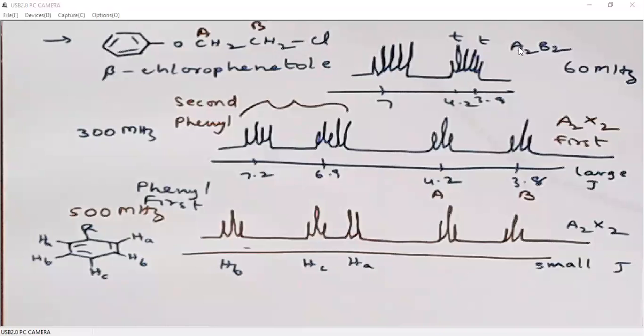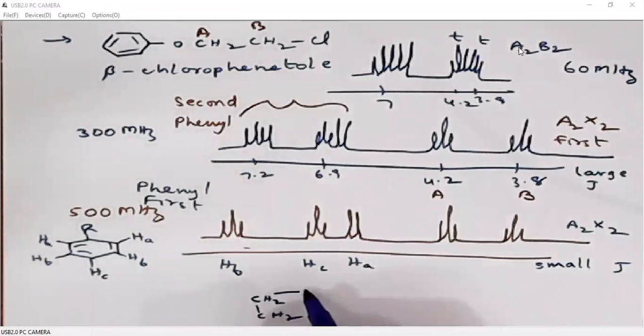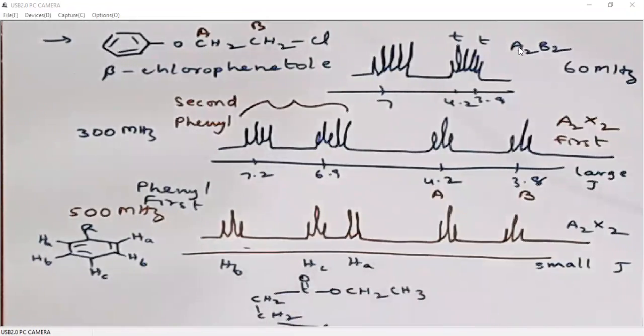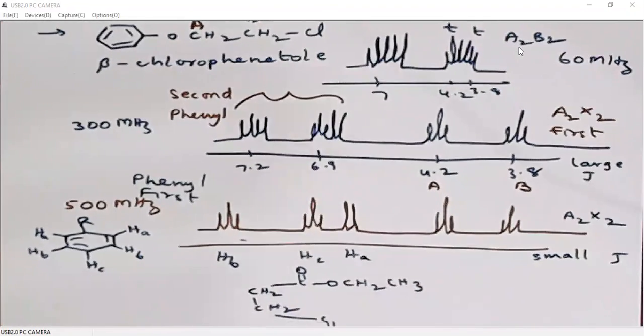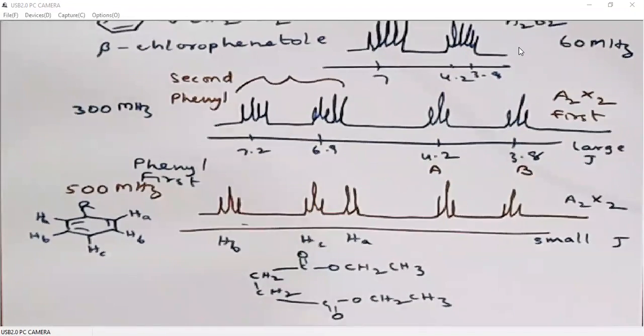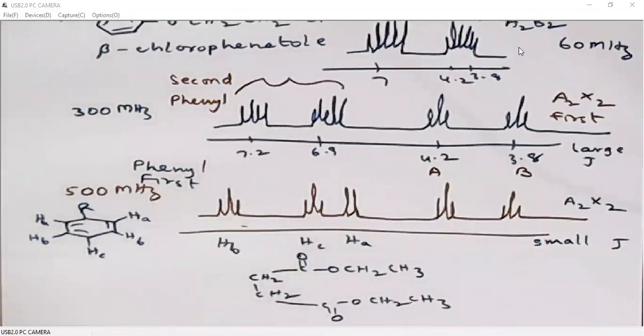The question: when do we expect a first order spectrum or a second order spectrum? Is it possible for us to determine whether a particular compound gives a first order spectrum or second order spectrum by looking at the compound? Is it possible? Yes. How? If there is a large chemical shift difference. For example, look at this.